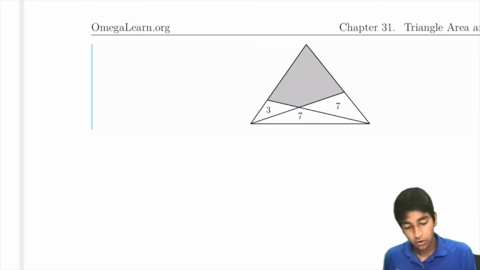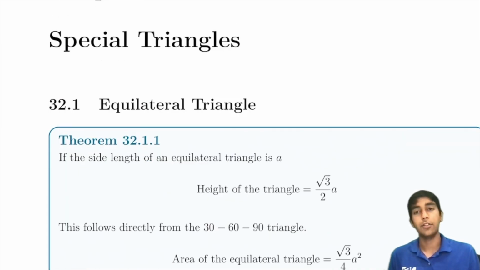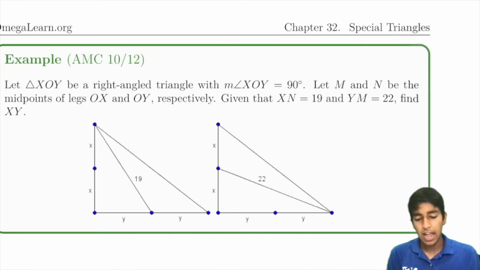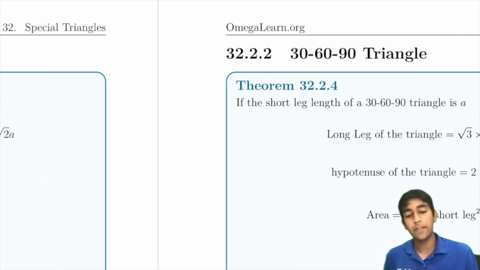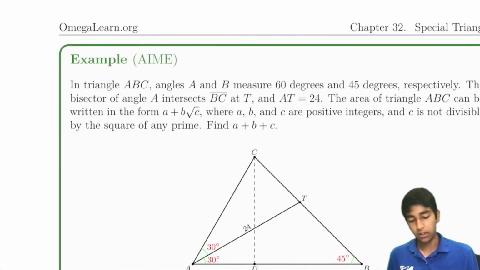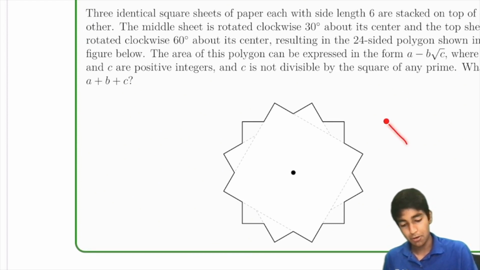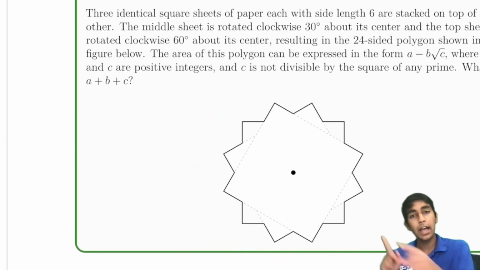So next off, we're going to discuss special triangles. We already did an overview of triangles, but there's special triangles like equilateral triangles, right triangles, and more specifically 45-45-90 and 30-60-90 triangles. And their applications can be used in even the most complex problems. We'll explore all of that over here.